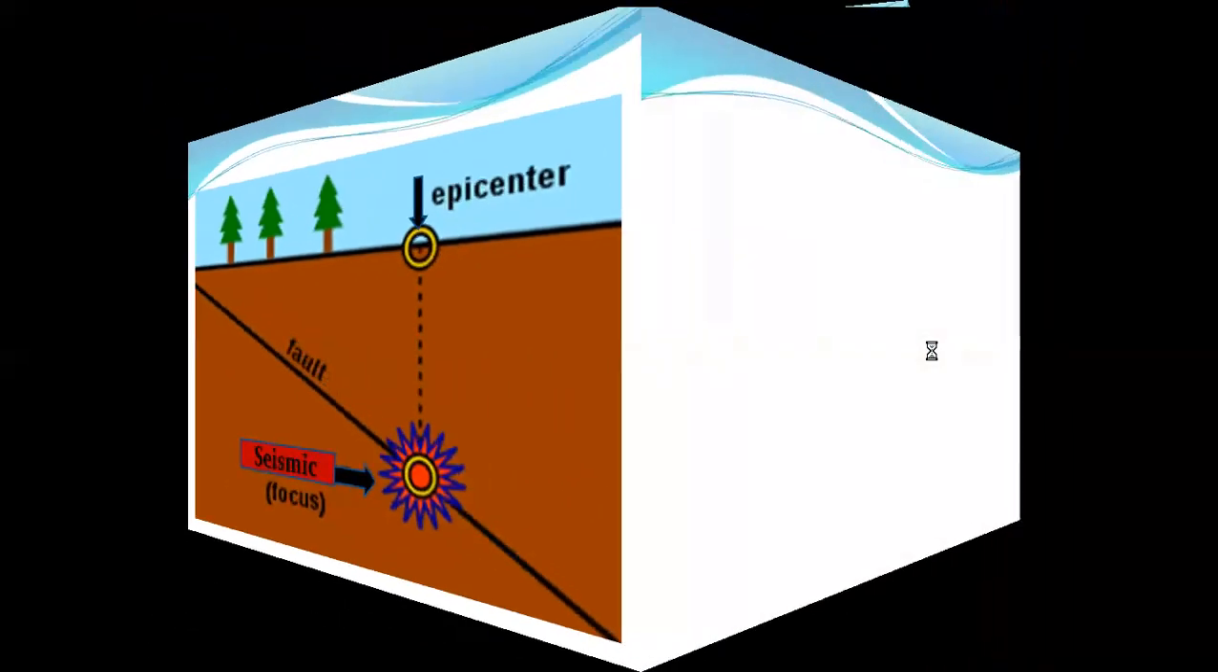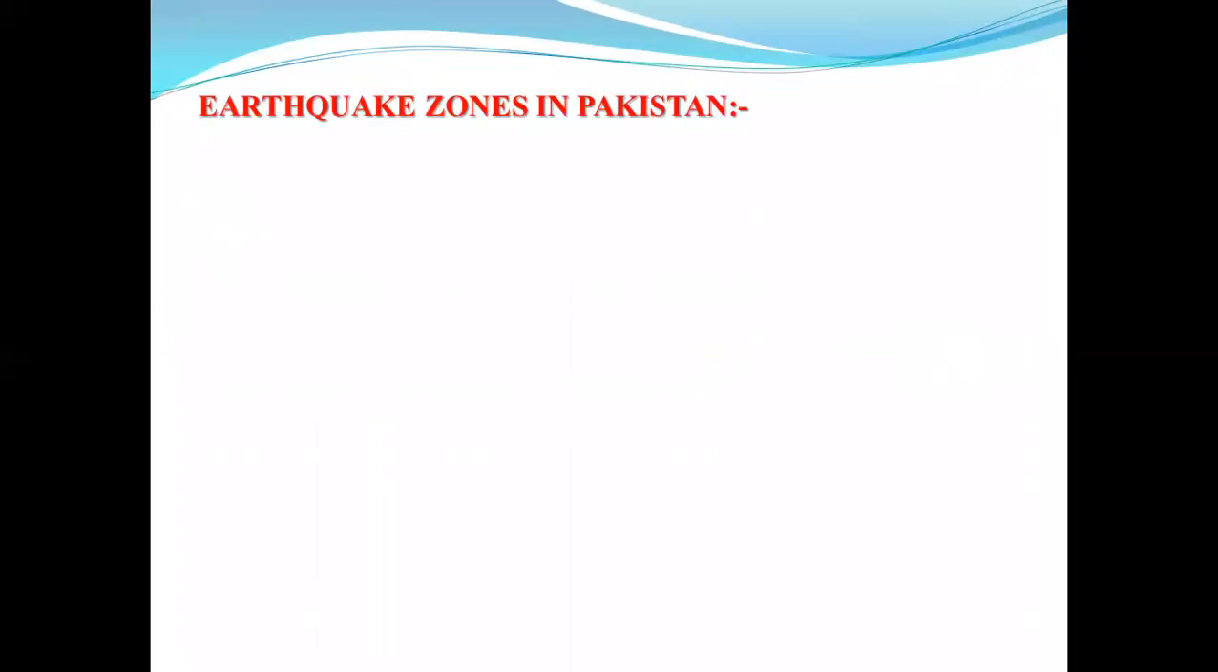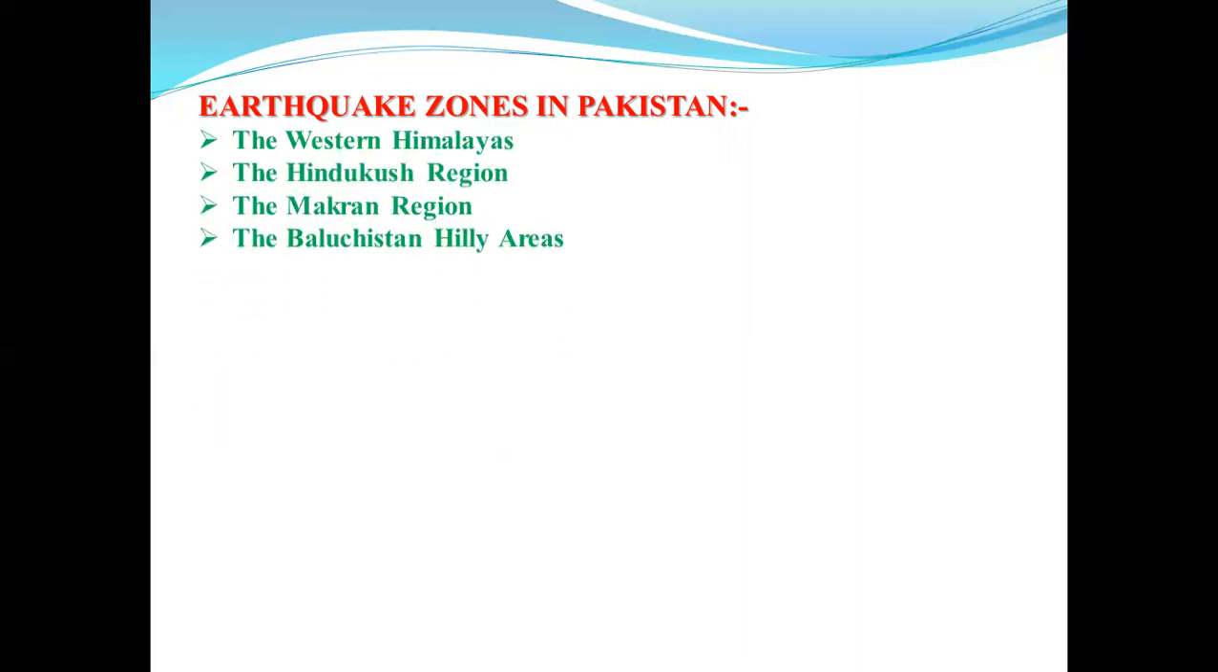Next topic is earthquake zones in Pakistan. Dear students, here we will study the most affected areas, where earthquake activities have occurred. They are: number 1, the Western Himalayas; number 2, the Hindu Kush region; number 3, the Makran region; number 4, the Balochistan hilly areas.